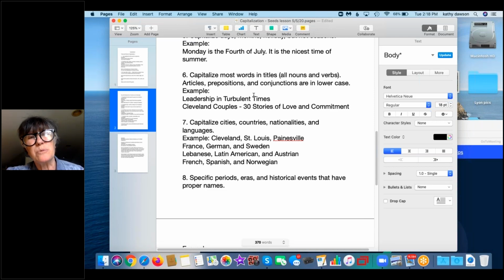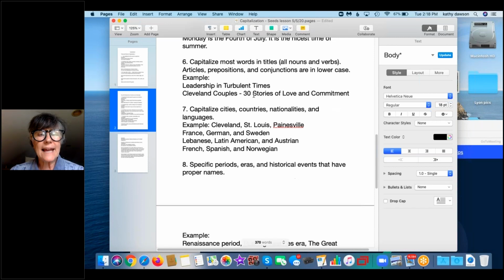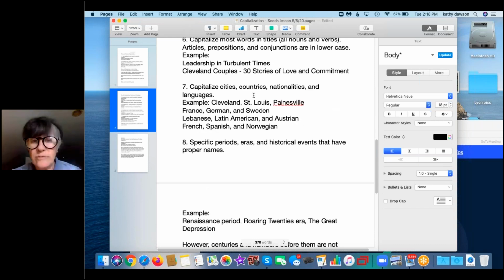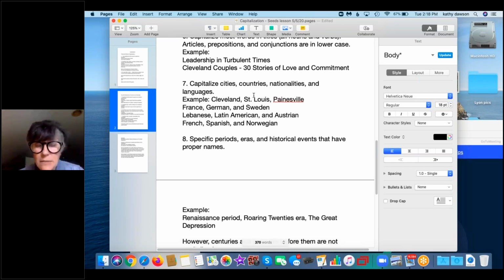It's good to learn these rules, because when you're writing, it's just nice to know what you're doing. And once you learn these, you'll never forget them, right? I mean, they're just 8 basic rules of how to capitalize. The last one is specific periods in time or eras, historical events that have proper names. So some examples are the Renaissance period.